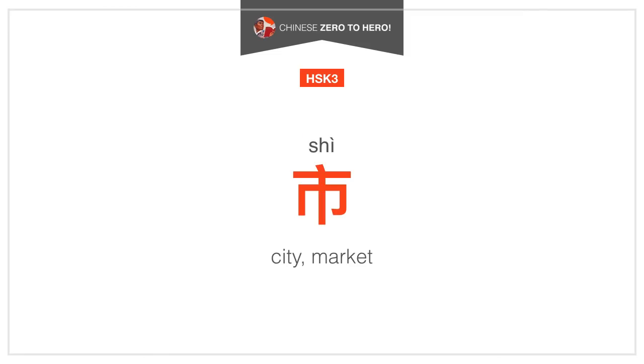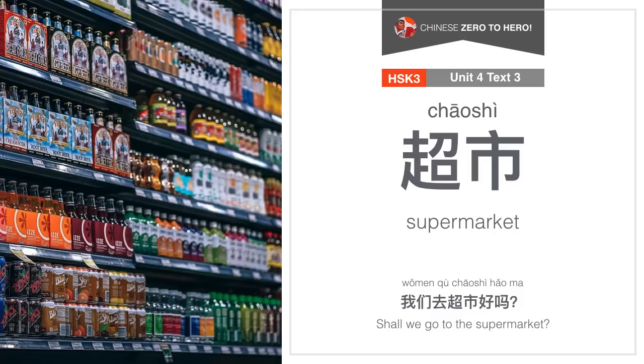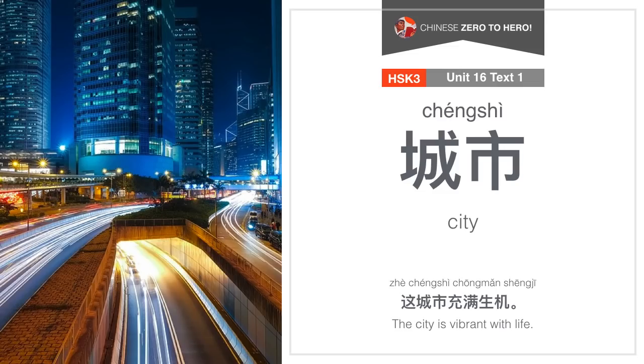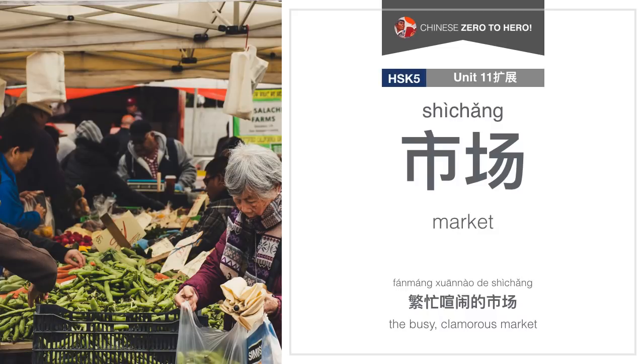The character 是 when written like this means a city or a market. In HSK 3, we learn the word 超市 meaning supermarket. 我们去超市好吗? Shall we go to the supermarket? In HSK 3, we also learn the word 城市 meaning city. 这城市充满生机. The city is vibrant with life. And in HSK 5, we learn the word 市场 meaning market. 繁忙喧闹的市场. The busy, clamorous market.